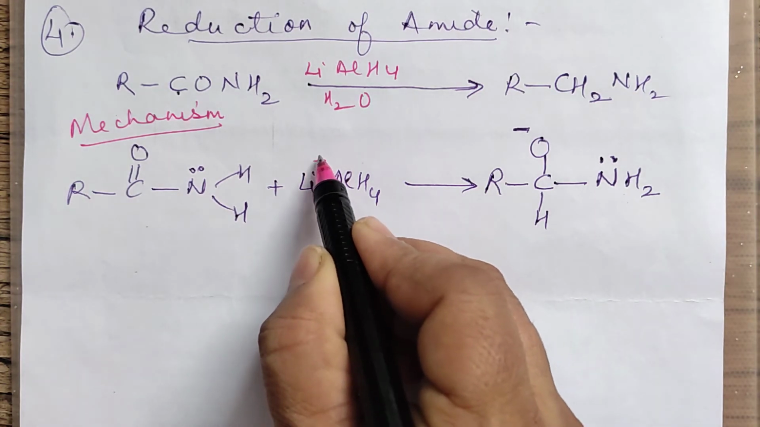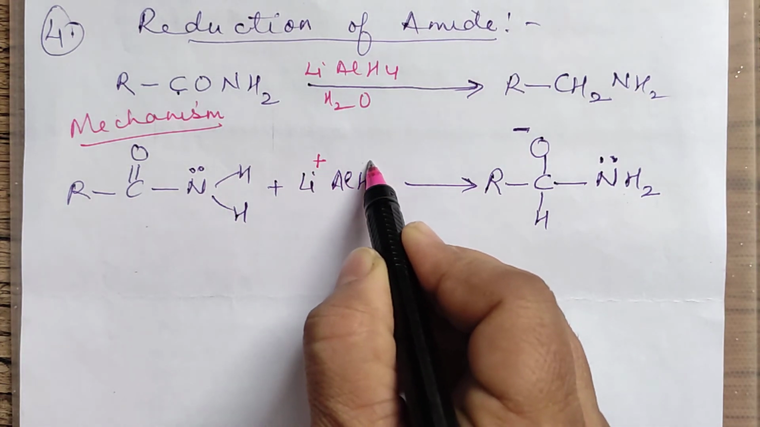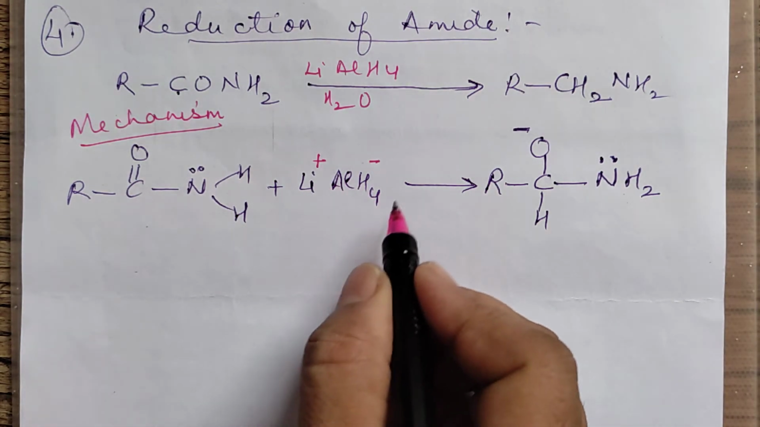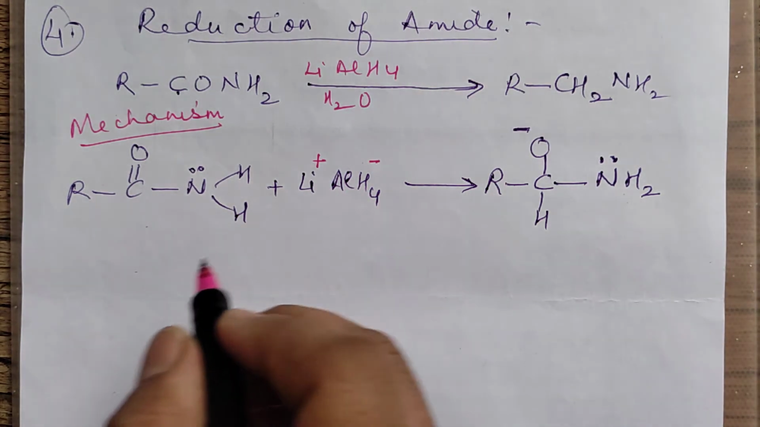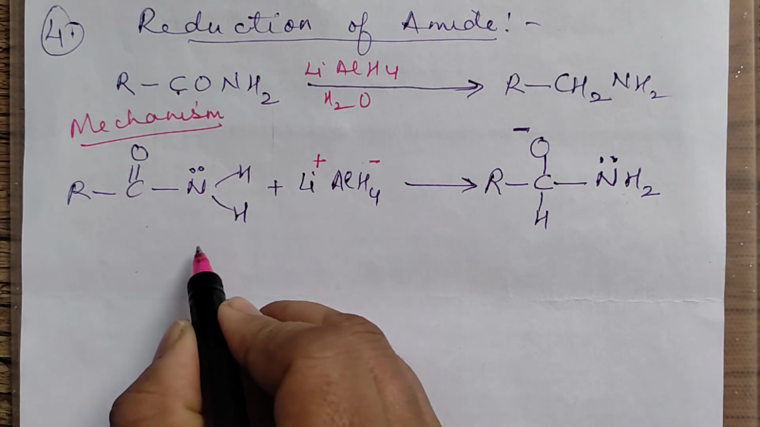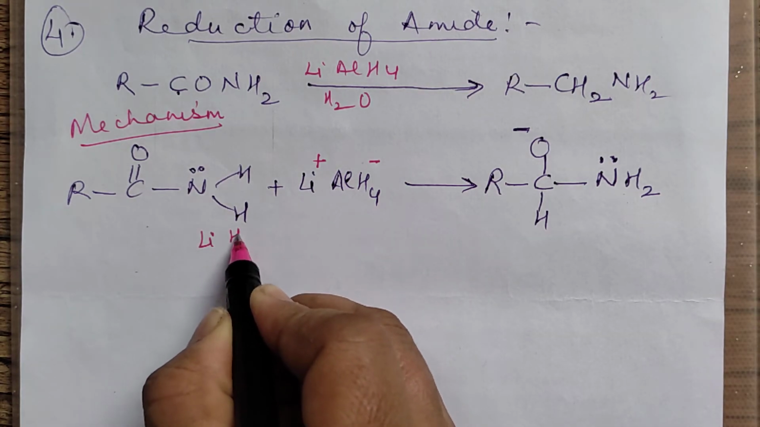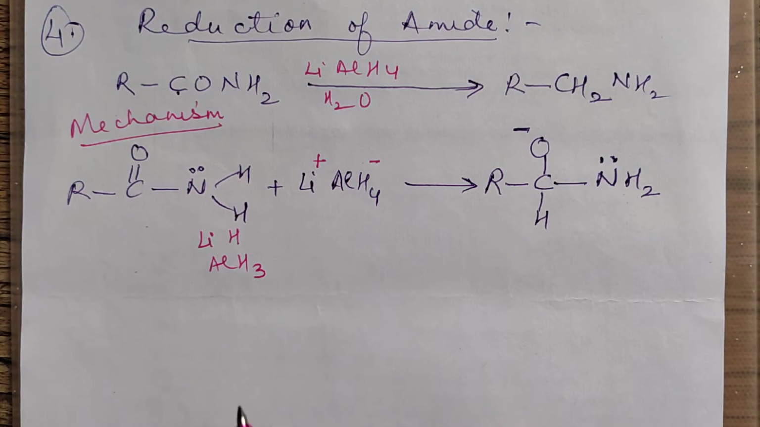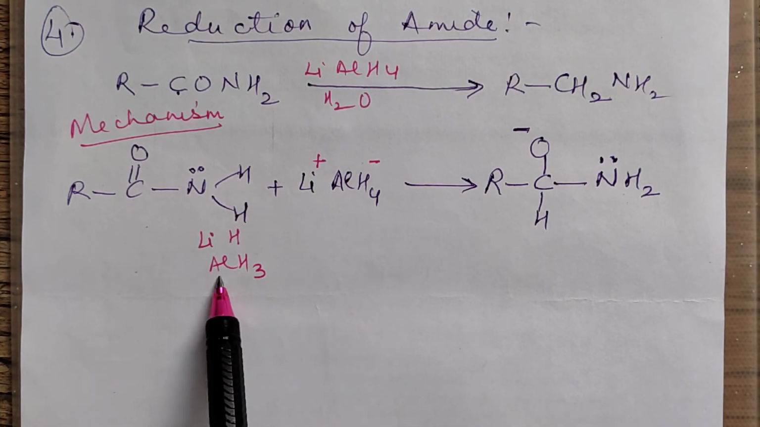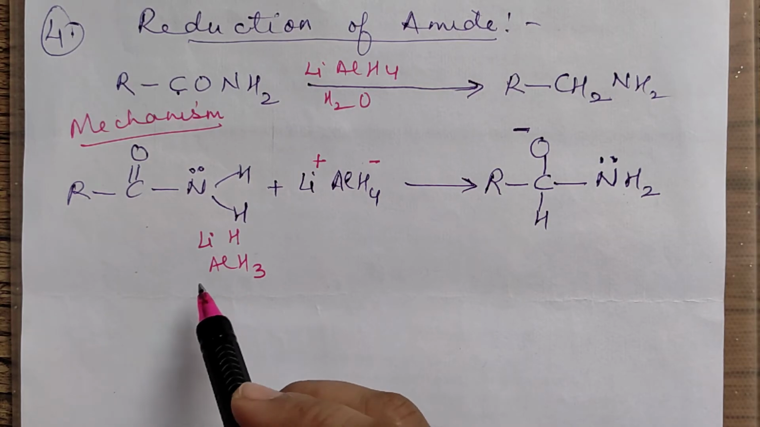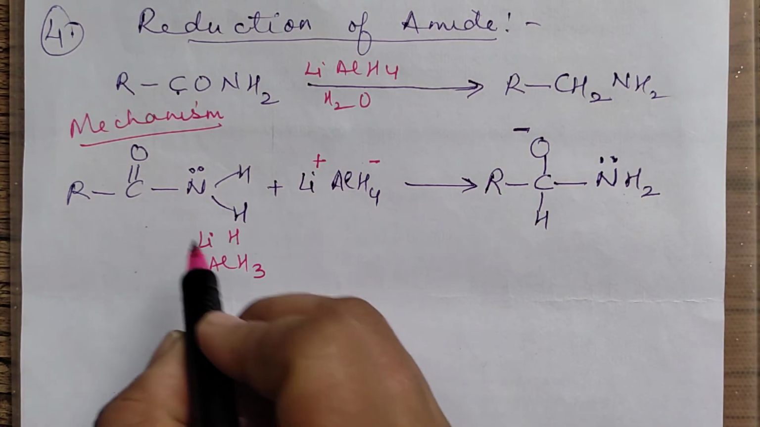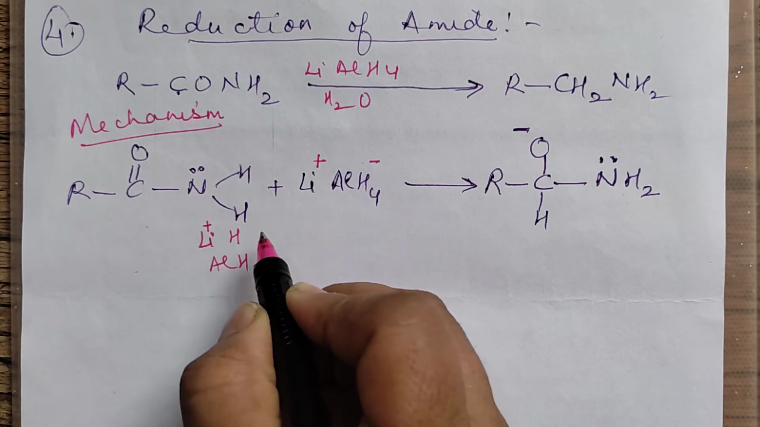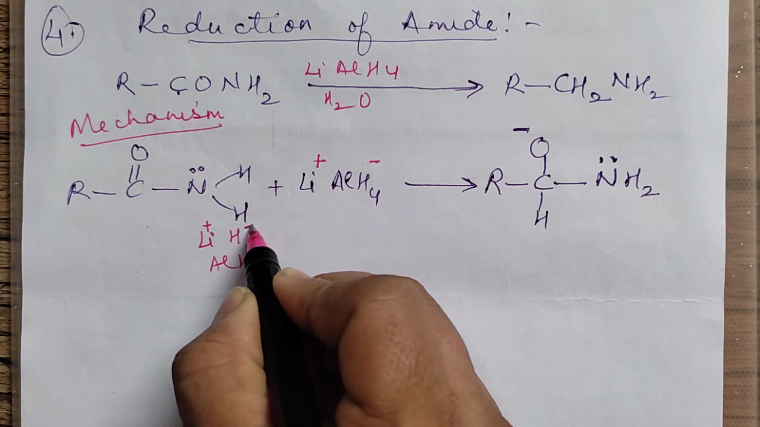Now what is this LiAlH4? If I write, it is Li plus and AlH4 minus. What exactly is this? How are you getting this part? If I write here, it was actually LiH and AlH3's combination. And you know that its octet is not complete. So what this does is, this Li will form Li plus, and this is having H minus, right?